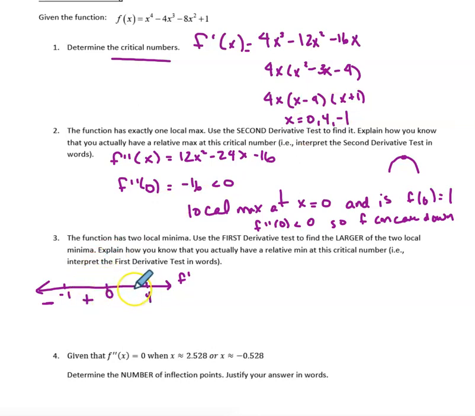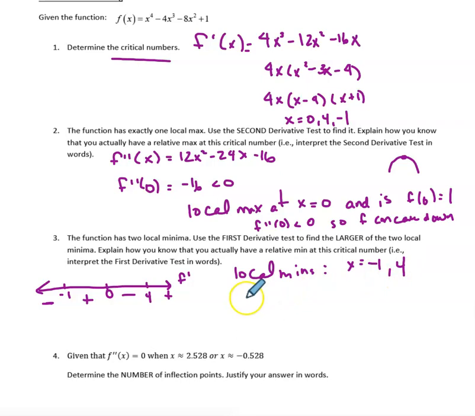Let's plug in 1 to represent the numbers between 0 and 4. That gives me positive, negative, positive. So that's a negative. And then let's plug in 5. I get positive, positive, positive, which is positive. So the local mins occur where the first derivative changes from negative to positive. So I have local mins at, and again I say at because this is where they occur, not what they are. So they're at x equals negative 1 and at 4.